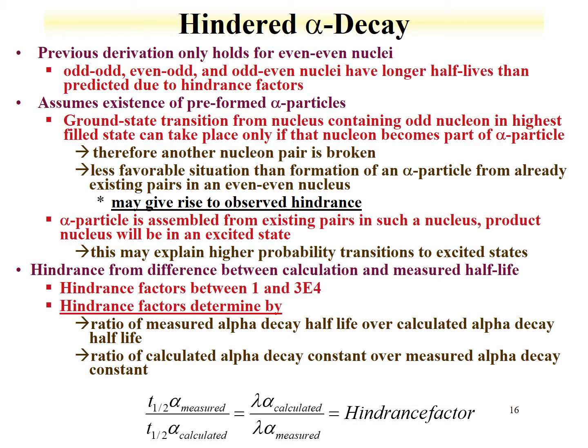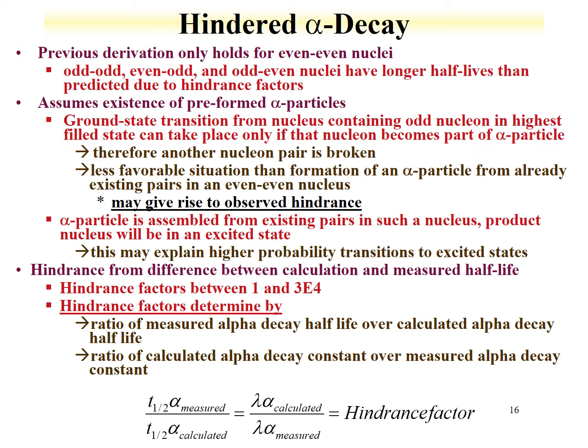Now, everything we discussed related to the model really holds for even nuclei. If we have odd-even or even-odd nuclei, the half-lives are even longer than predicted due to something we're going to call hindrance factors. Now, the model assumes the existence of preformed alpha particles in the nucleus. And the ground state transitions from nuclei containing an odd nucleon can only take part if that odd nucleon becomes part of this emitted alpha particle.